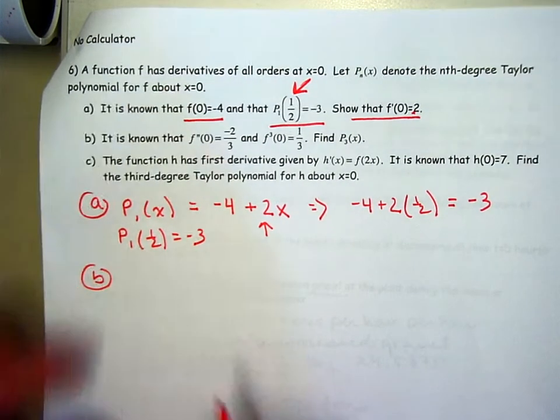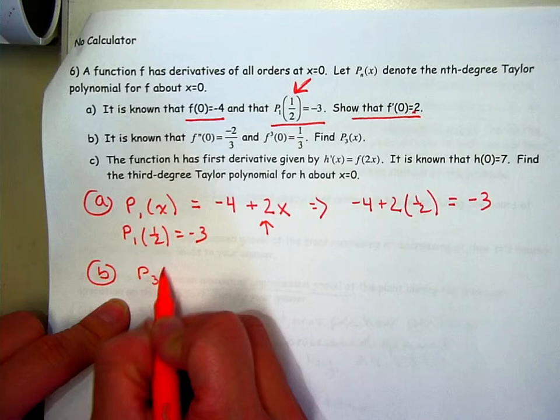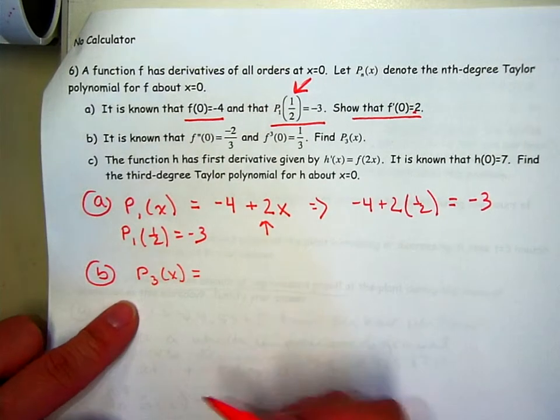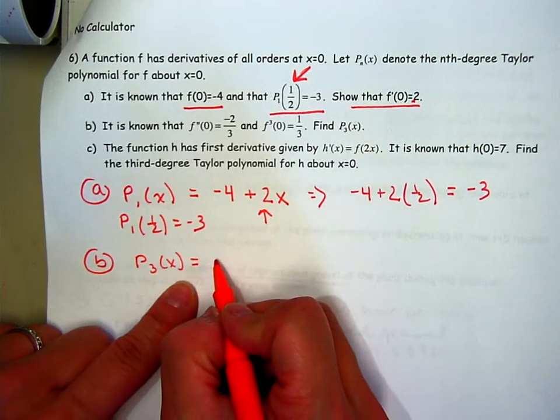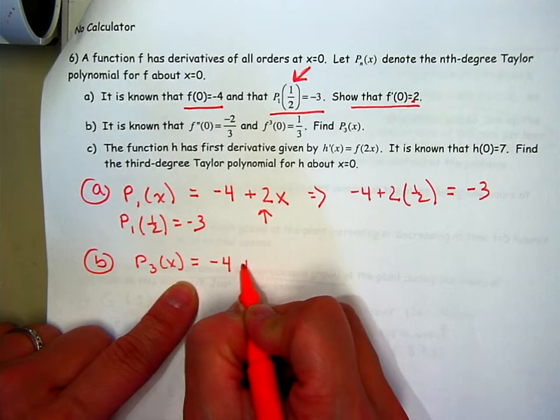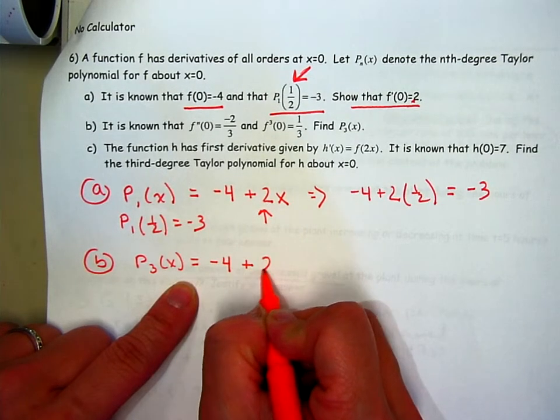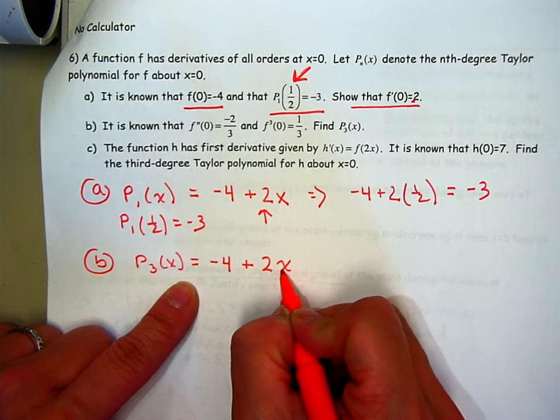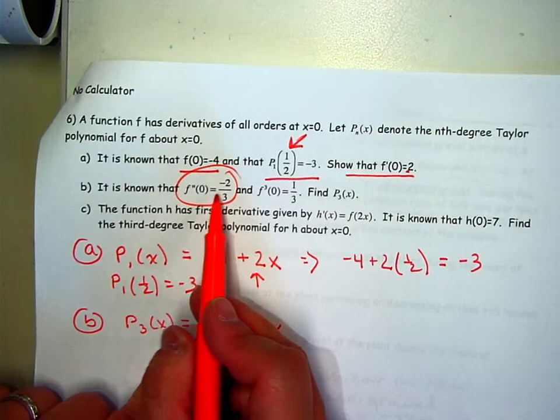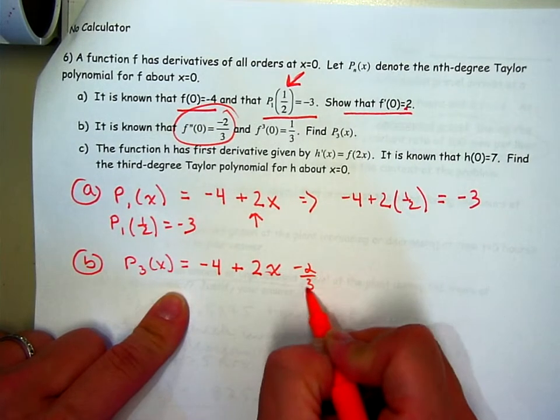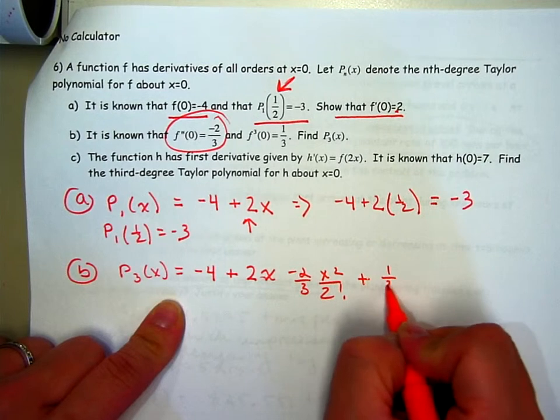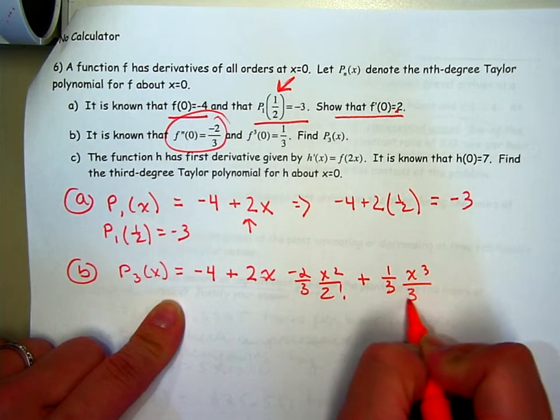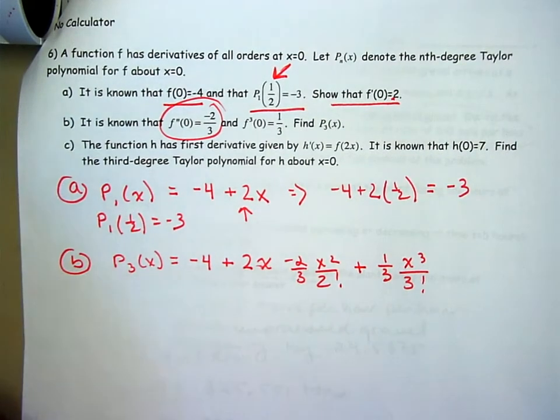Okay, part B, they want you to come up with the third degree polynomial. They give you all the values, so we're just going to use our formula. So the first term is -4. The second term is f prime, which they told us was 2, times x to the first. The second derivative is -2/3 times x squared over 2 factorial. Last one is the third derivative times x cubed over 3 factorial. That's it. You do not need to simplify it.